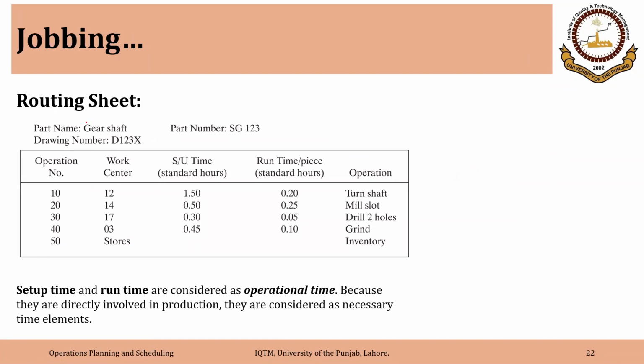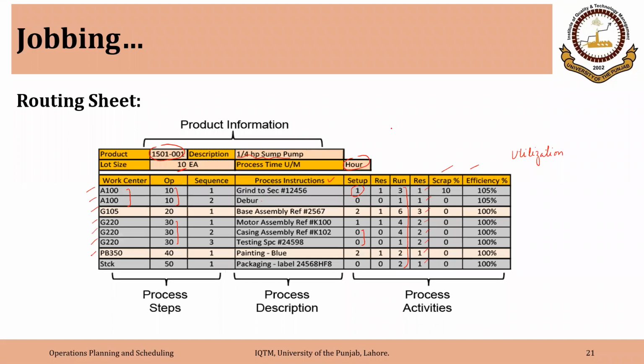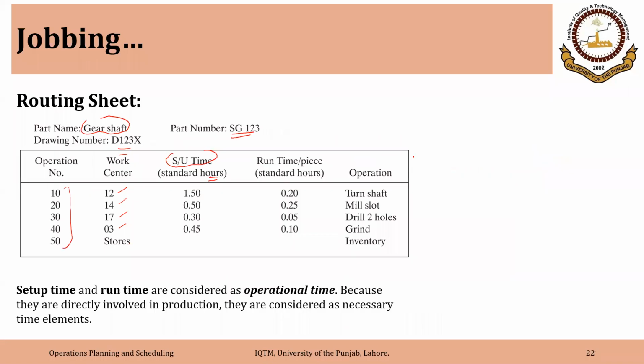So the part name is gear shaft. This is the part number, and you could see the drawing number, and this format is much simpler than the previous example. So you could see the numbering of the operation, the number of the work center on which that operation will be performed, the setup time in hours, and run time per piece. So you could see that here, in fact, that is the example that we'll see later.